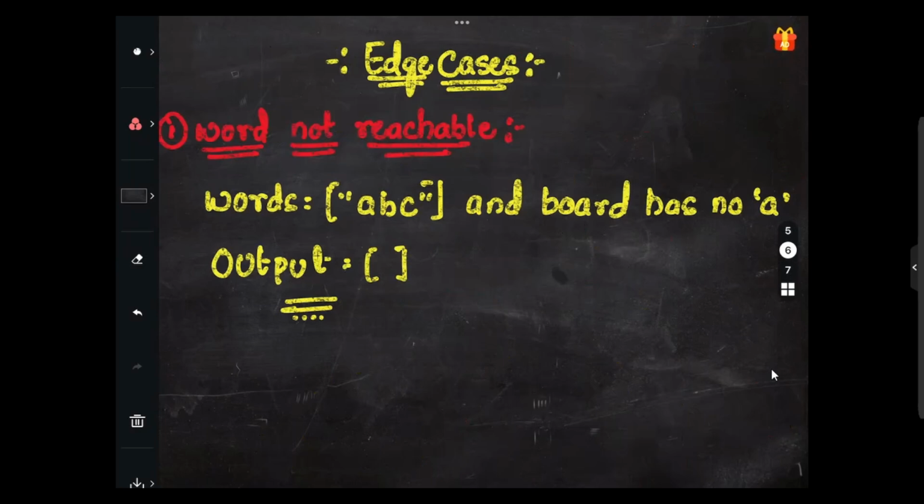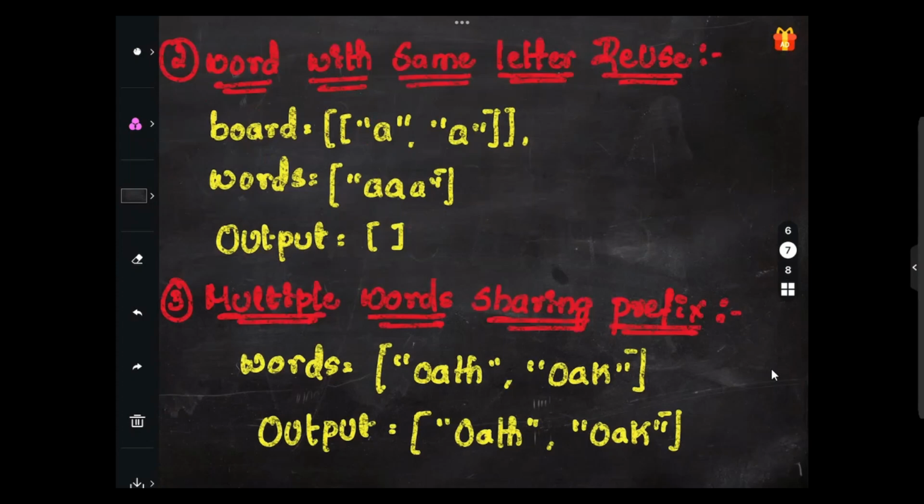So let's come to the first edge case here, which is for the word not reachable. The words we have been given are A, B, C, and the board has no A. We have considered that the board has no A at all. Only one word they have asked us to find, that is ABC, and they have strictly mentioned the board has no A. So the output has to be an empty array in this case, because the board is not having A at all. So we'll be returning an empty array in this case.